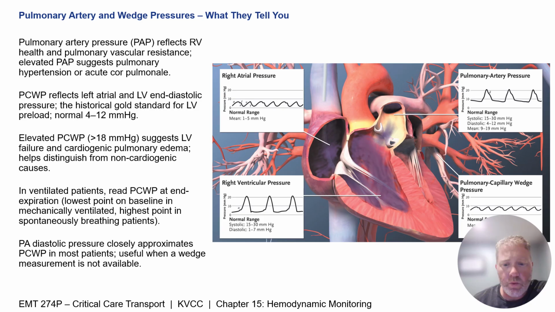When you have a patient who's got a PA cath and they're on a vent, read the wedge pressure at end expiration, so the lowest point on baseline, if they're ventilated, or the highest point if they're spontaneously breathing. The PA diastolic pressure closely approximates the wedge pressure in most patients, so that is useful when a wedge measurement is not available or you're not comfortable getting it.